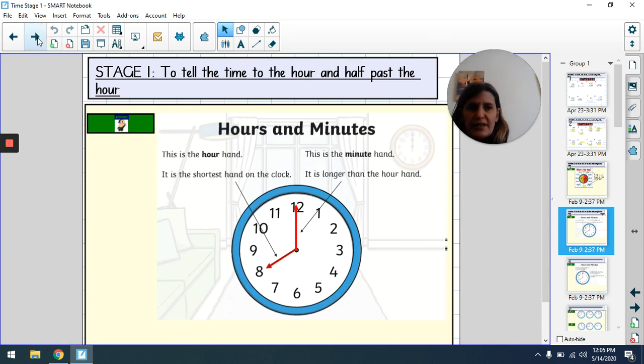So the first thing you need to know when telling the time is you've got a longer hand. This is your minute hand. And you've got the shorter hand. This is your hour hand. And I would always say find the shortest hand first. So you identify what the hour is first of all.